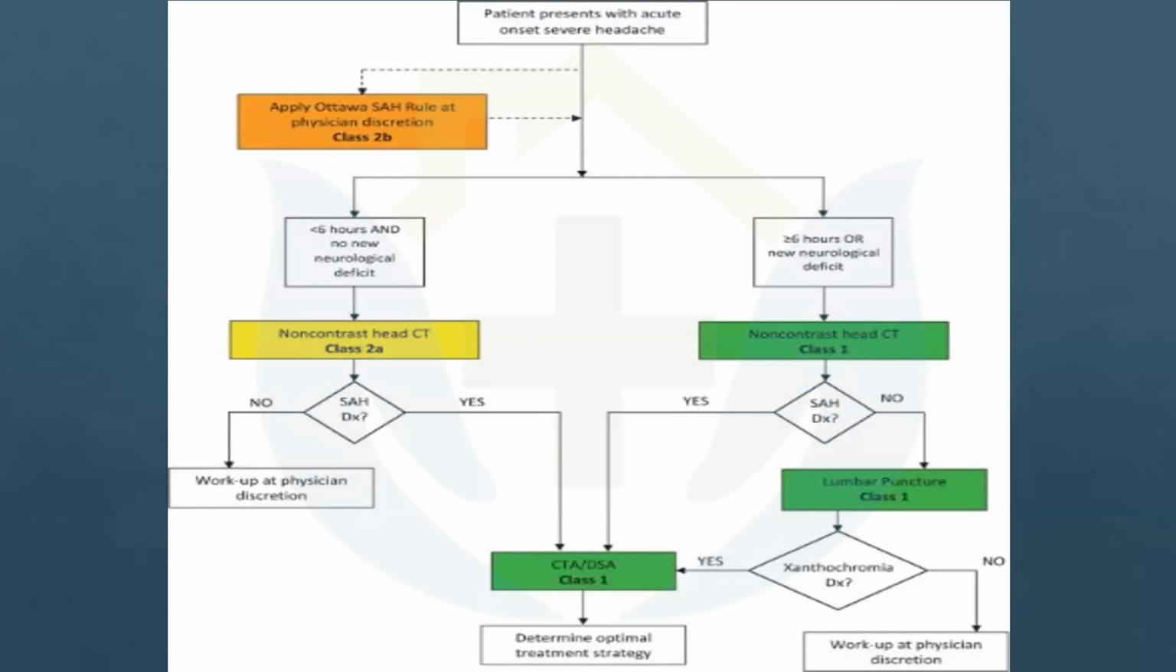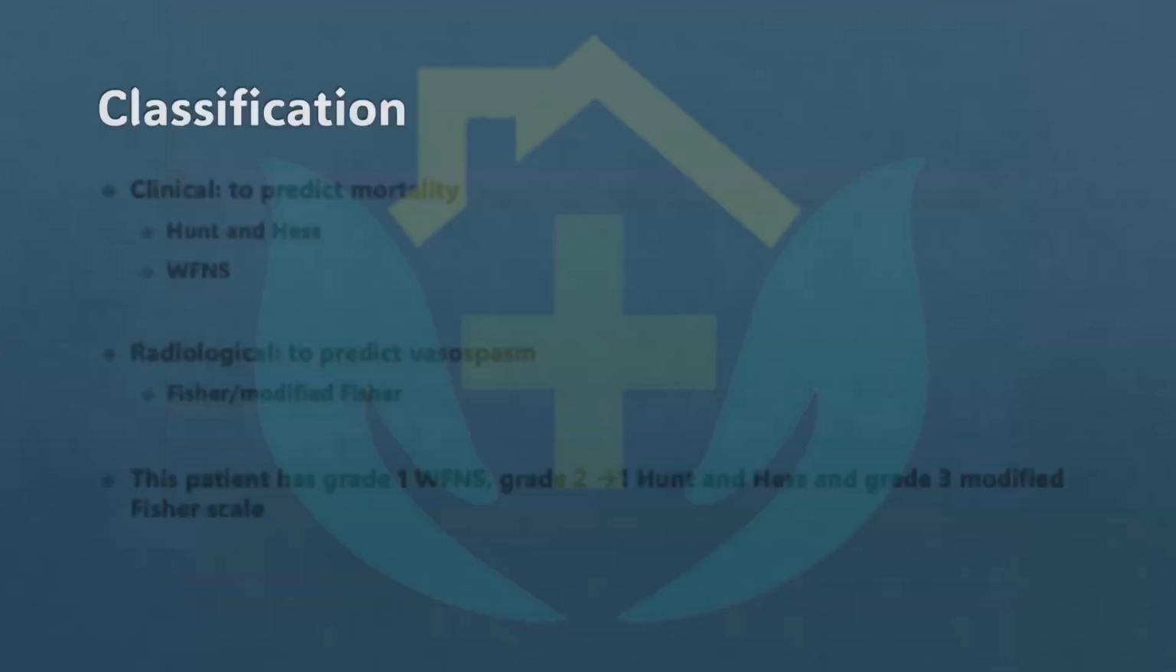Initially, we can categorize the patients based on the severity of the SAH. There are a few classifications here. Based on the patient's clinical examination, and it can be based on the radiological examination of the patient. So based on clinical examination, to predict the mortality of the patients, we can have two classifications: Hunt and Hess and World Federation for Neurological Societies.